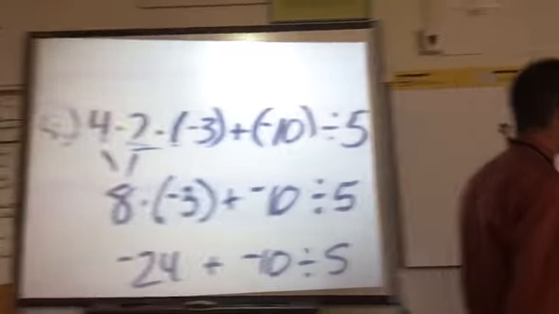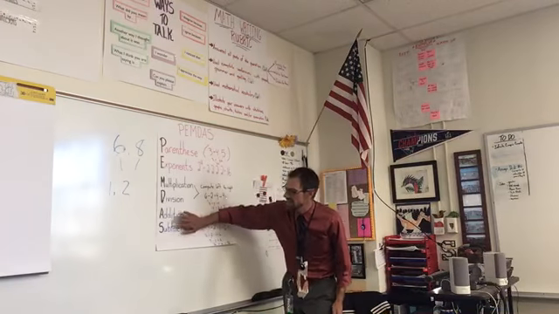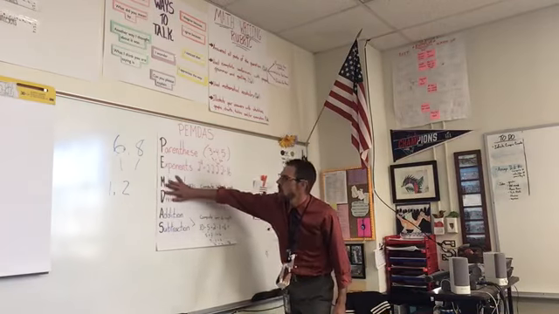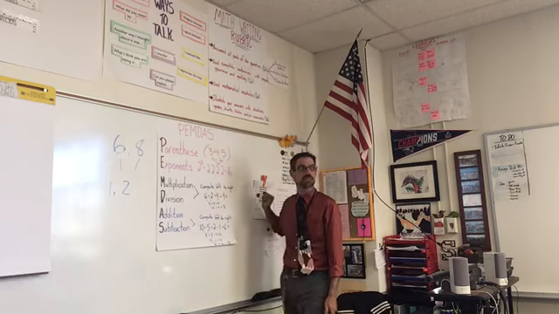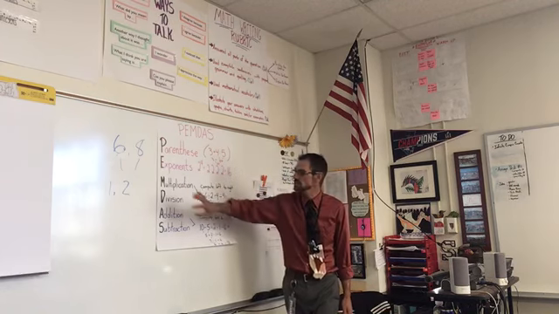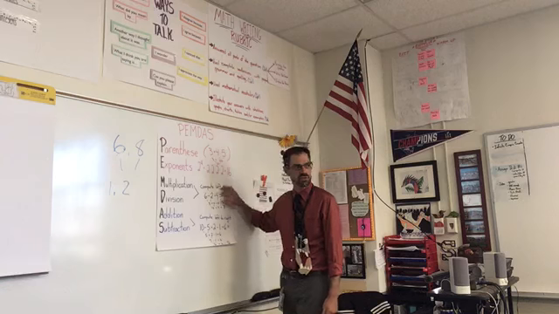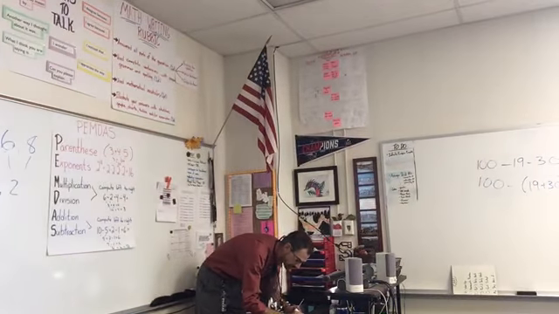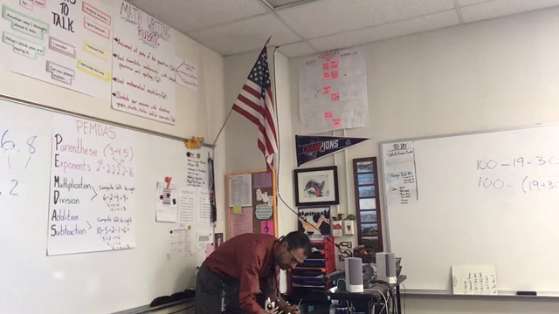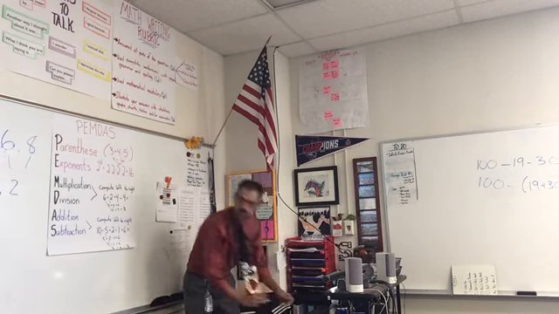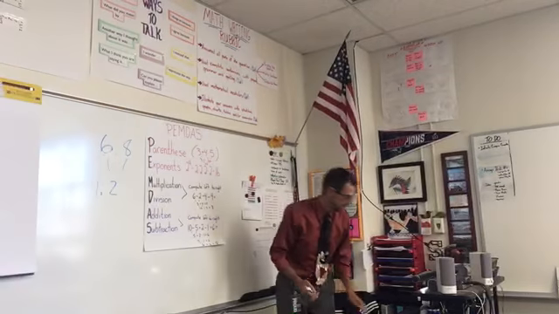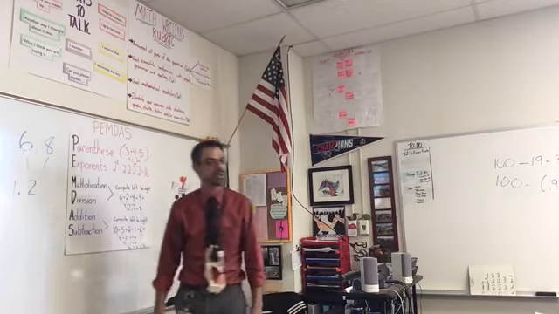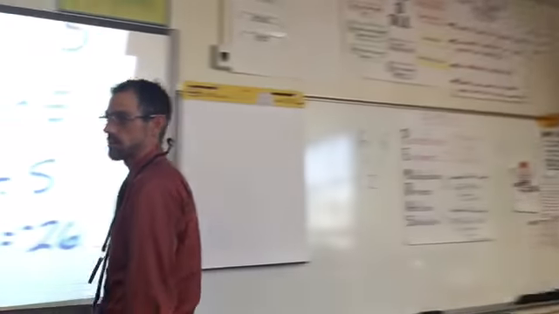Good. Remember, this is really important because I noticed this yesterday. I can't go here until all of that is done. Once I do all my multiplication and division, then I can do addition and subtraction. So I get negative 24, equals negative 26. So check your work. That should be negative 26 on that answer.